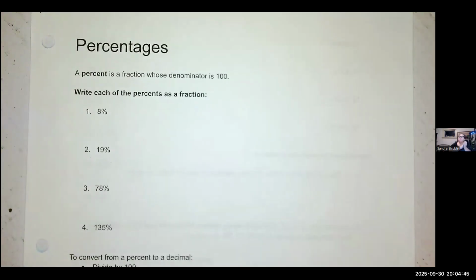Hey, y'all. This is the first set, percentages, and it's a percent of a fraction whose denominator is 100.